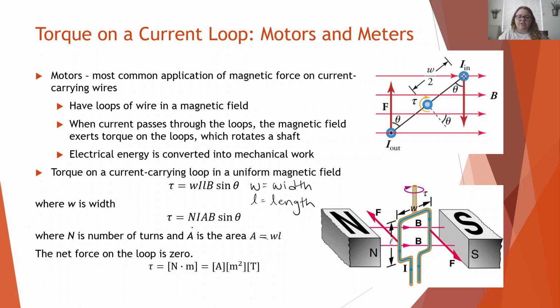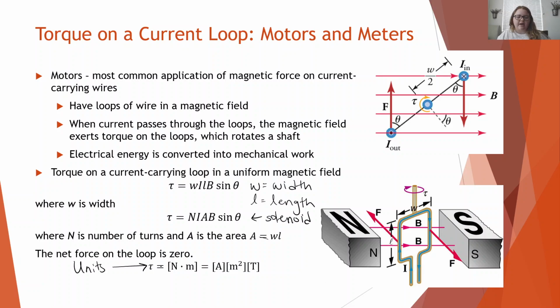So it's a very similar equation, but now we account for the number of turns in the solenoid, okay? So this would be like if we had a solenoid. And in this, we can say that the net force on the loop is 0, since it will be in equilibrium. Okay. And here's a quick note about the units.